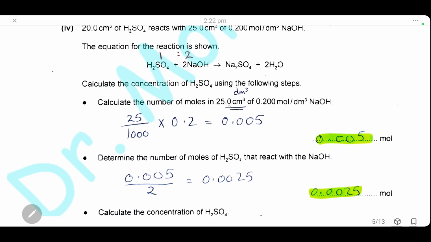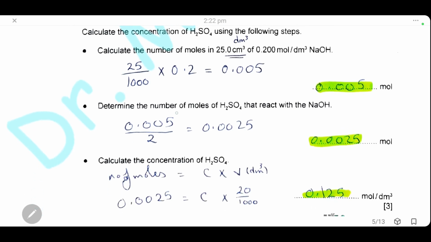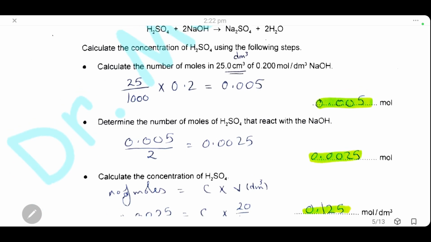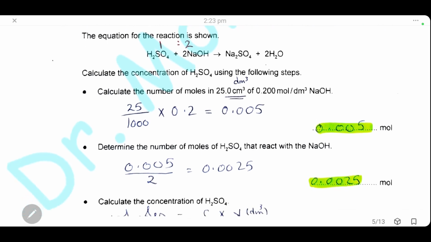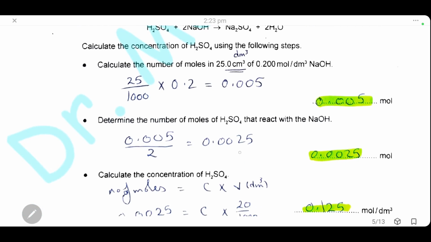The first step is to convert the volume into decimeter cube by dividing it by 1000. So the number of moles is the volume multiplied by the concentration. So it will be 0.005 moles. Then we have to determine the number of moles of sulfuric acid. As we can see here from the ratio is 1 to 2. So number of moles of sulfuric acid is half that of sodium hydroxide. We will divide it by 2. The number of moles of sulfuric acid will be 0.0025 moles.